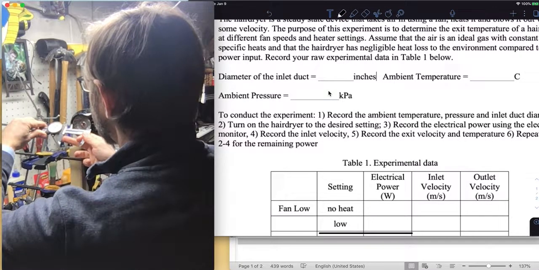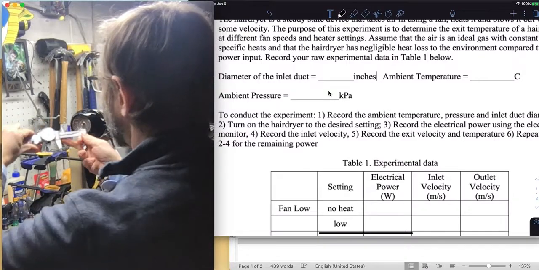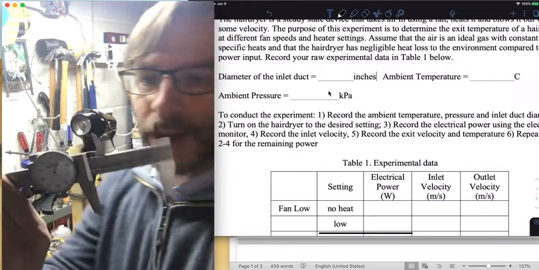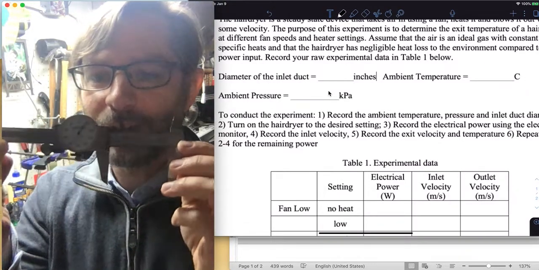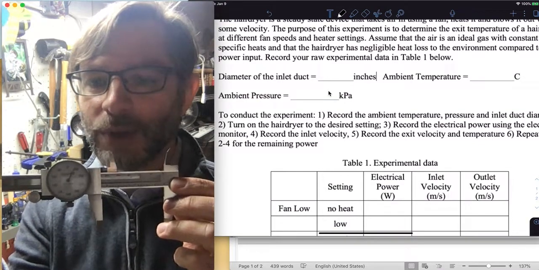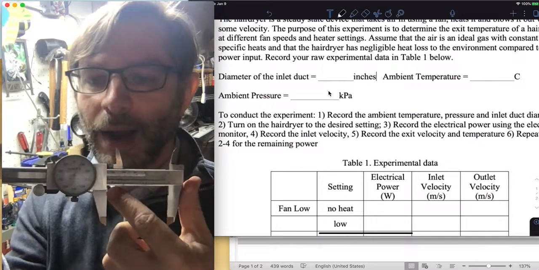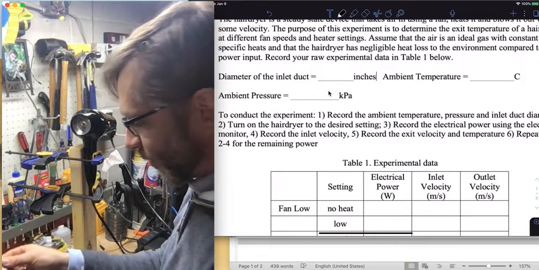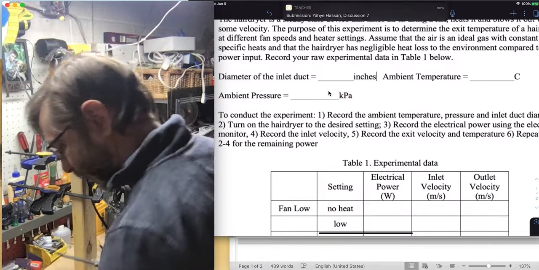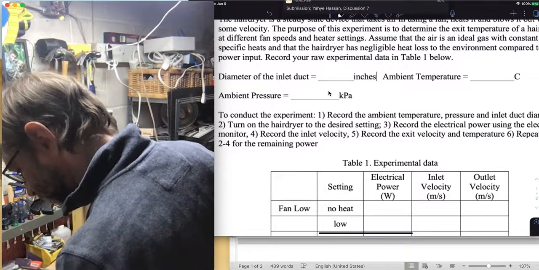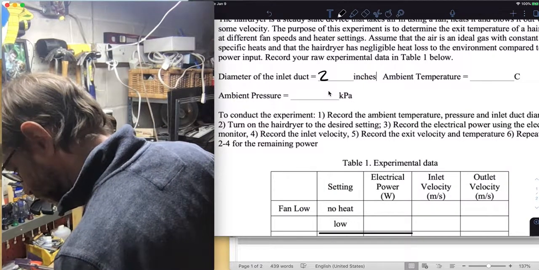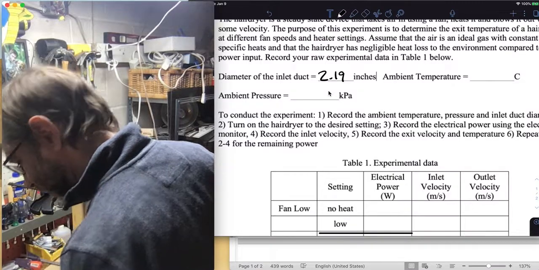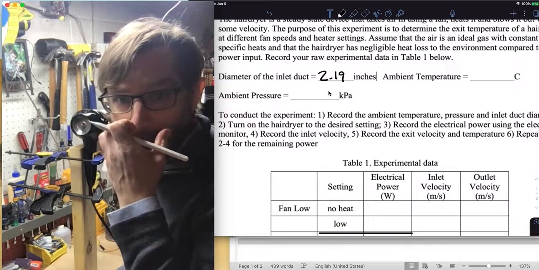I'm measuring that to be about 2 point... So if you look here, I don't know if you can see it very well, you get the 2 right there, and then there's 2.19, which is the reading that we have here. So I'm going to go 2.19 for the diameter of the duct. 2.19 inches for the diameter of the duct.